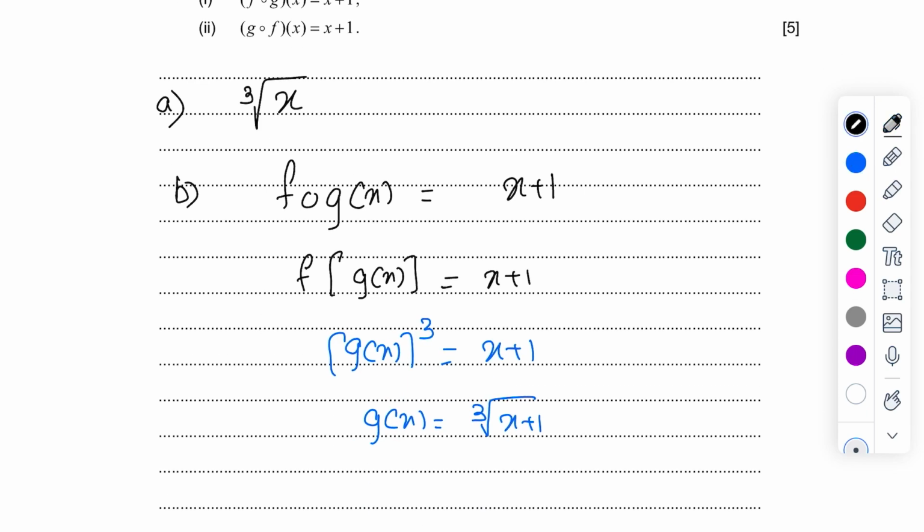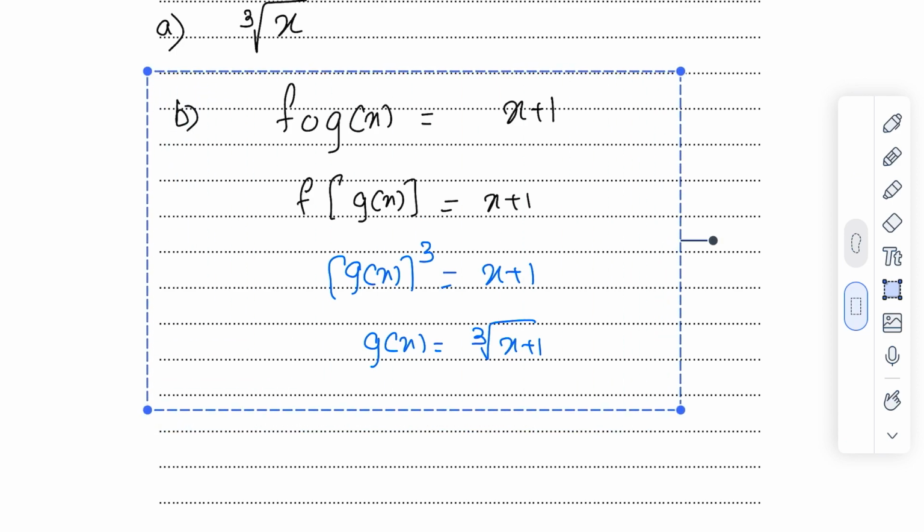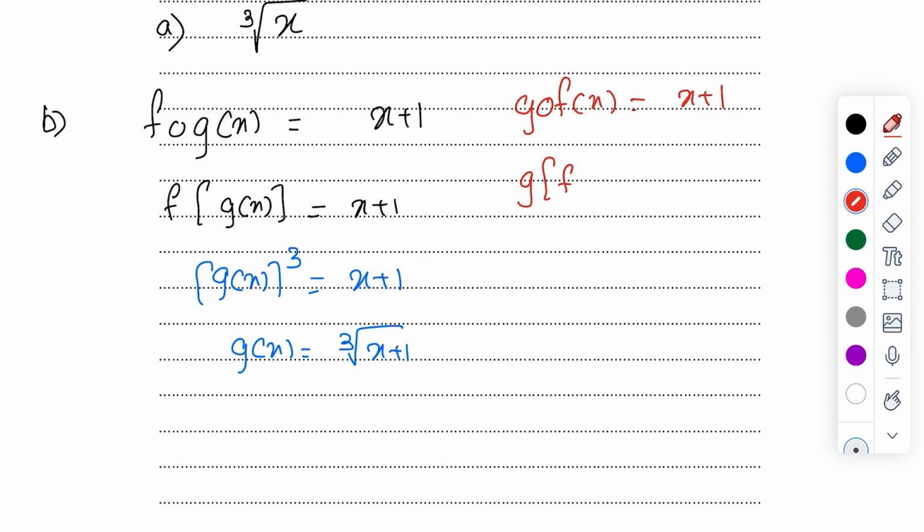Now go to g circle f of x. g circle f of x equals x plus 1. So what does that become? g of f of x equals x plus 1. But what is f of x? f of x equals x cube. So g of x cube should equal x plus 1.